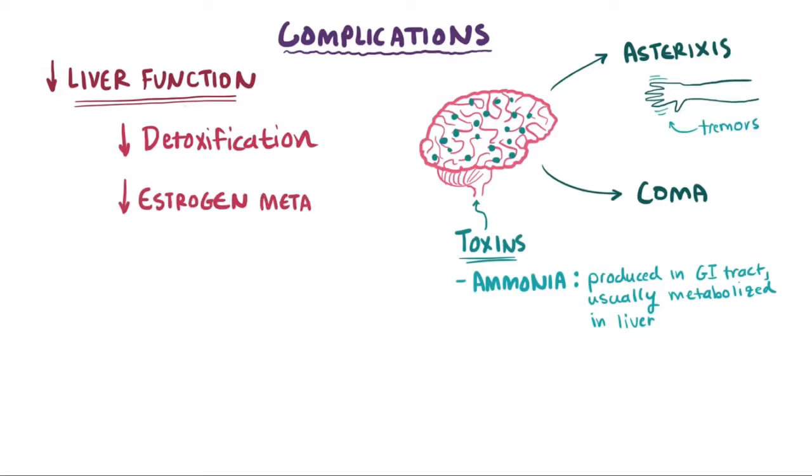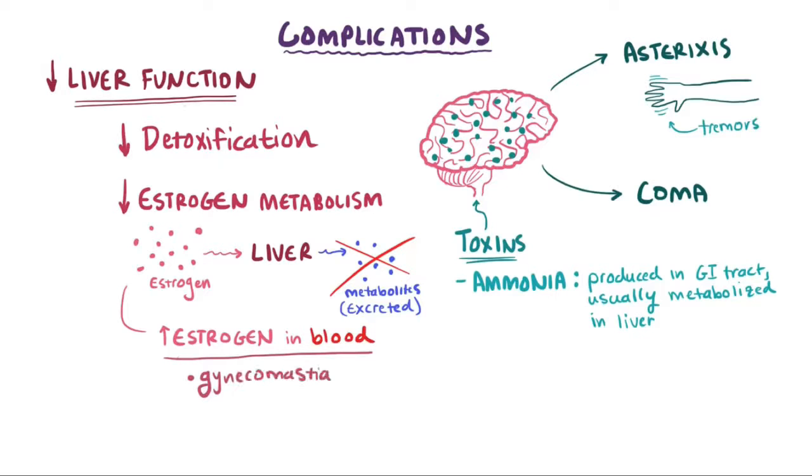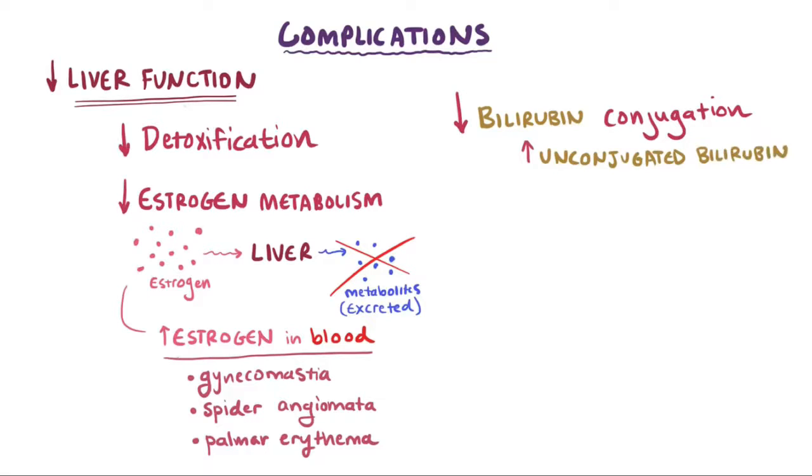Also, since the liver plays a big role in metabolizing estrogen into inactive metabolites that can be removed from the blood and excreted, patients can also experience complications due to increased estrogen in the blood, like gynecomastia, spider angiomata, and palmar erythema. And since the liver usually conjugates bilirubin, there'll be increased unconjugated bilirubin in the blood from a less functional liver, and that can lead to jaundice.